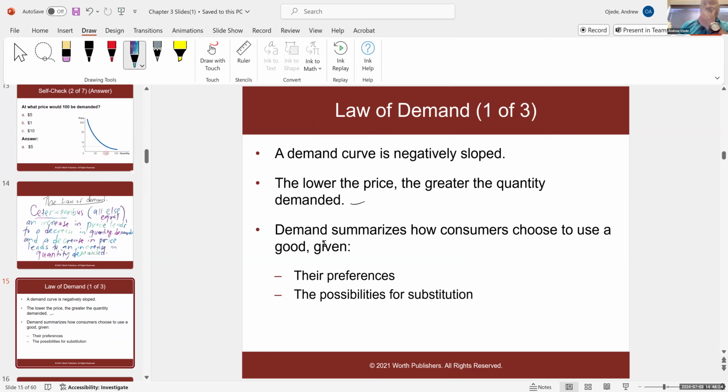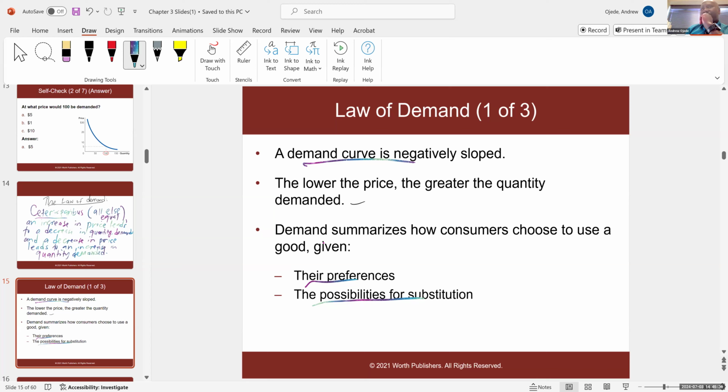Okay. So that's what I mentioned here. Demand summarizes how consumers choose to use a good, given their preferences and given the possibilities of substitution. The idea here is that most goods that consumers are buying may have close substitutes, and some may not. For example, insulin: many diabetic patients cannot do without insulin, because it may not have a lot of substitutes out there, or any substitute at all.